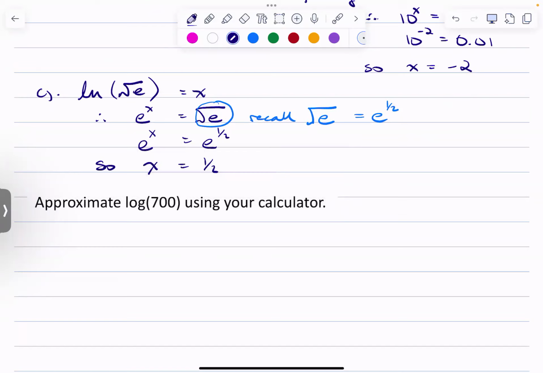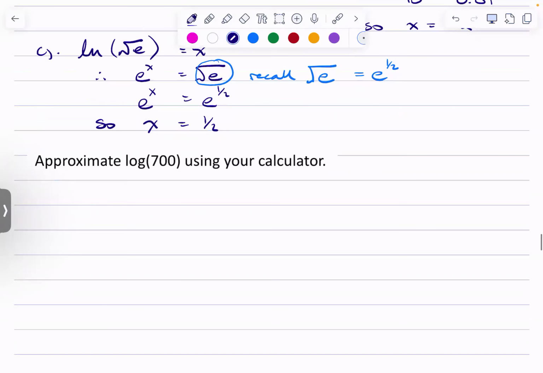This one I find hilarious, but it's a good exercise. We're gonna use your calculator, but not use the calculator to evaluate it in the direct way. So approximate the log base 10, which is implied, of 700 using your calculator. But not directly.